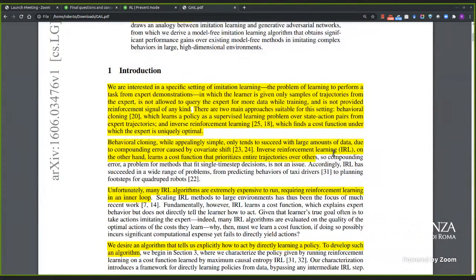inverse reinforcement learning, on the other hand, learns a cost function that prioritizes entire trajectories over others. Unfortunately, many inverse reinforcement learning algorithms are extremely expensive to run. Why? Because, as I mentioned, you need to do first inverse reinforcement learning, and then you have to do reinforcement learning in an inner loop, meaning that you need to do this for every iteration of inverse reinforcement learning. Every time you try to do an optimization of the cost function, then you need to run reinforcement learning. So it's very expensive.